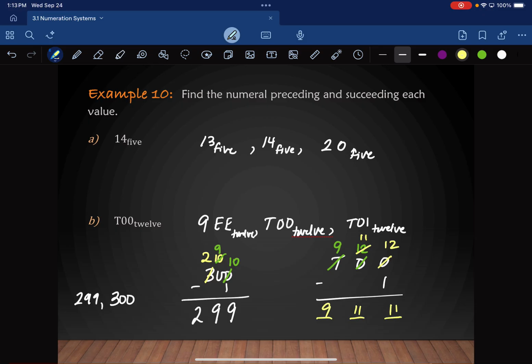But I can't have a 2-digit number in one place value, right? So when I rewrite this in their number system, I have the 9, that's fine. But for the 11, I have an E, and for the other 11, I have an E. Okay, so that's another way to think about doing this. You can pick, it doesn't matter to me, but those are 2 different perspectives of looking for the number before and after.